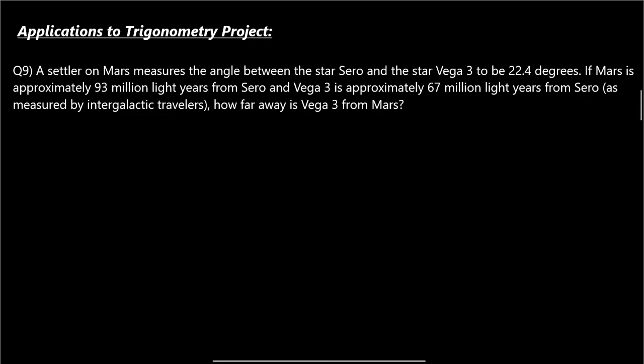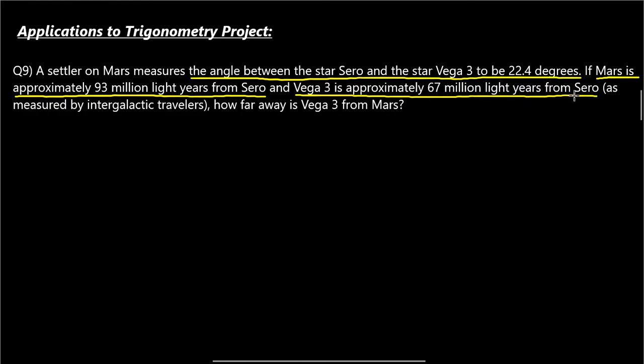Okay, so let's start off this question by highlighting our givens. We know that the angle between the star Cero and the star Vega 3 is 22.4 degrees. And we know that Mars is approximately 93 million light years from Cero. And we know that Vega 3 is approximately 67 million light years from Cero. And we are asked, how far away is Vega 3 from Mars?